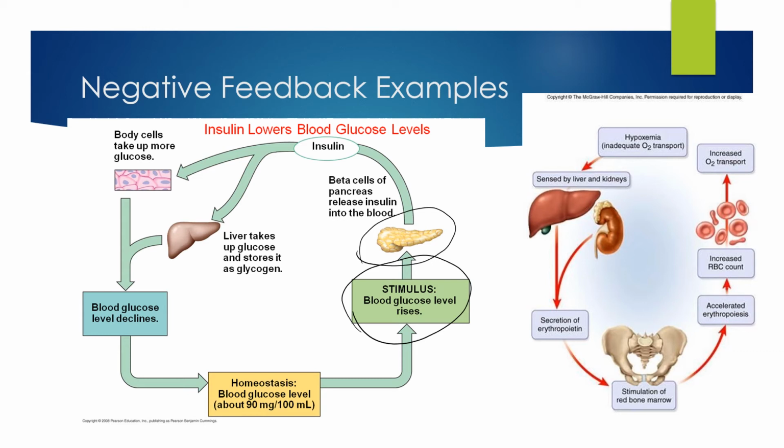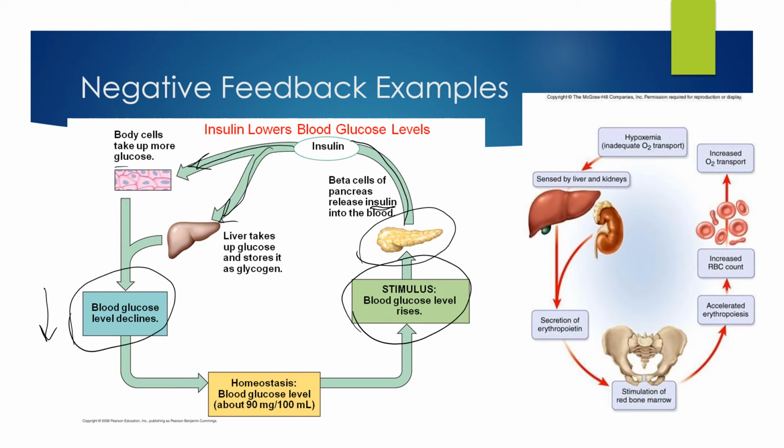Well, that pancreas releases insulin, and that insulin then causes the cells to take up more glucose, or even the liver to take up more glucose and store it for later, because we have to have a way to survive in case we don't get a lot of food for a while. Once we take all that glucose out of the blood, our blood glucose level drops because it's going into the cells and out of our blood.